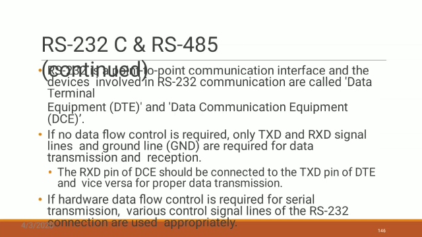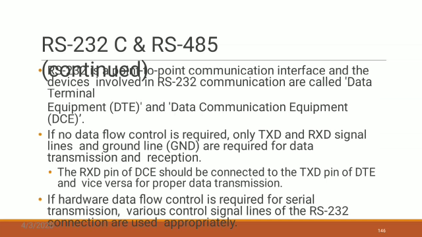If no data flow control is required, only TXD and RXD signal lines and the ground line GND are required for data transmission and reception. The RXD pin of DCE should be connected to the TXD pin of DTE and vice versa for proper data transmission. That is, the reverse connection has to happen, transmitter to receiver and receiver to transmitter on both sides.